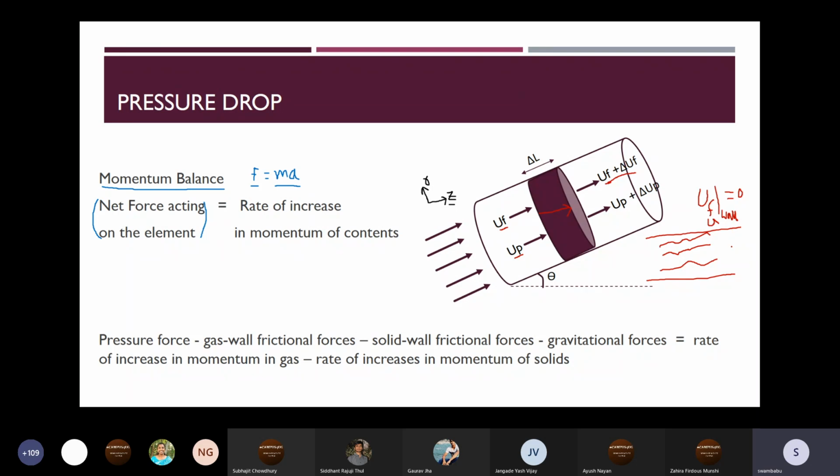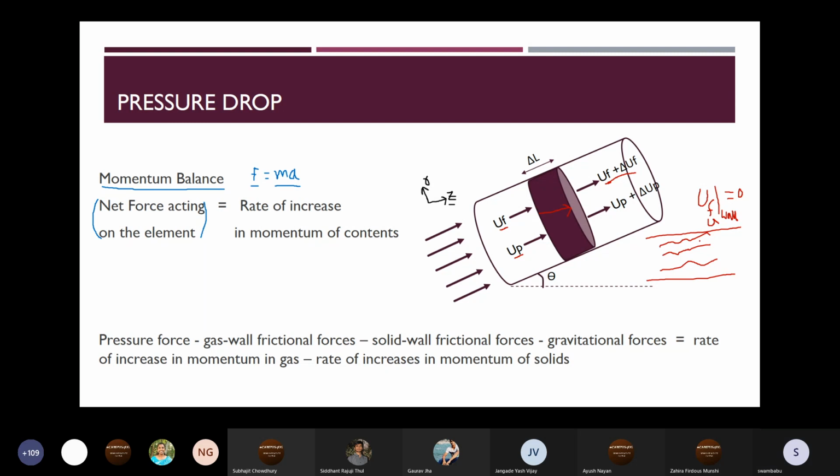Let's say you are running, and suddenly you hit a wall. What will happen? Obviously, your velocity becomes zero, because you hit a solid object and you cannot move forward. So the fluid cannot move forward past the wall. At the wall, the velocity of the fluid is zero. This we also call the no slip condition.